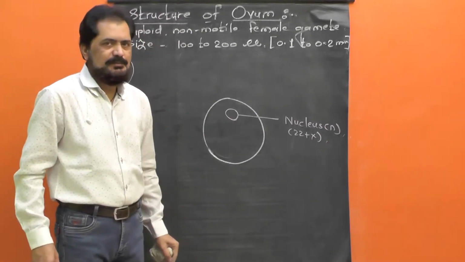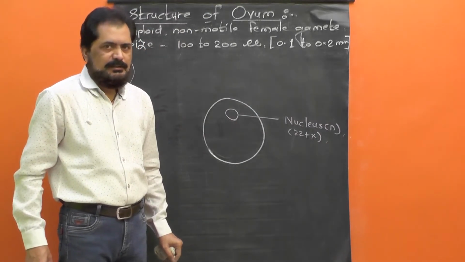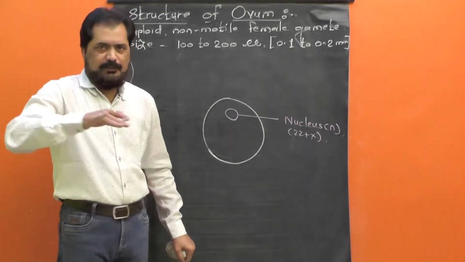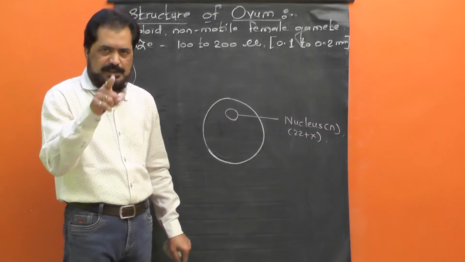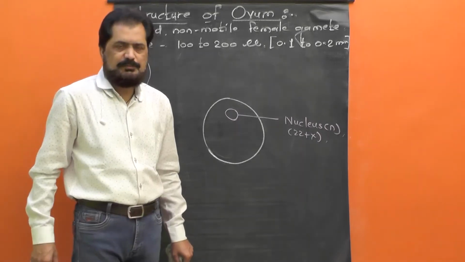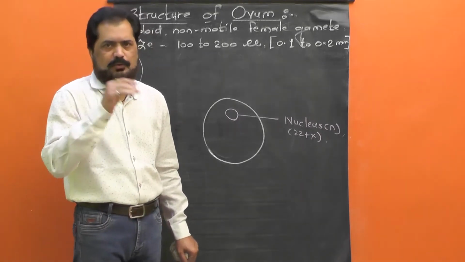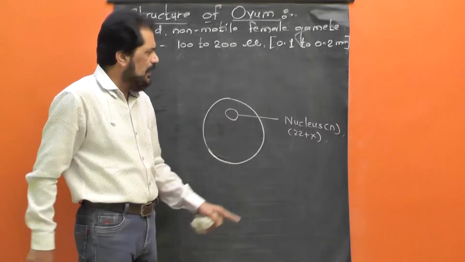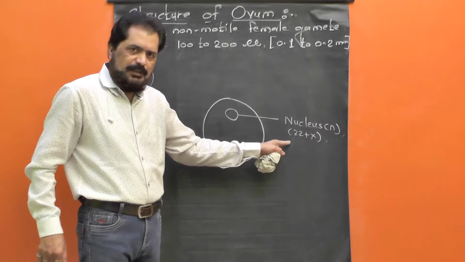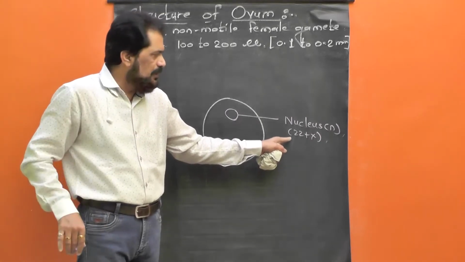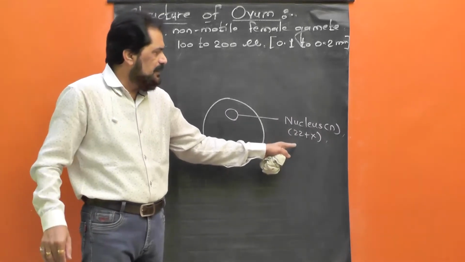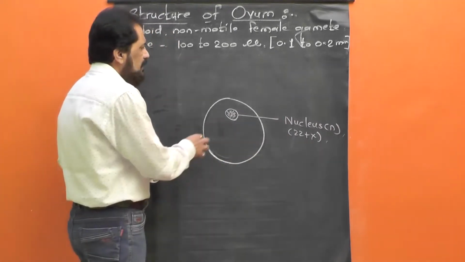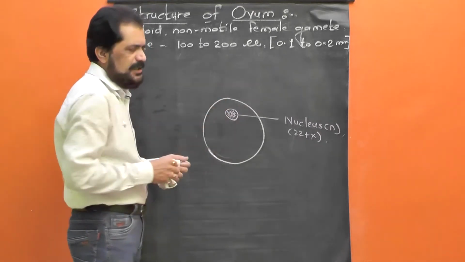While studying sperms, we have seen that the sperms produced in human being are of two types. Half of the sperms with 22 plus X chromosome, half of the sperms with 22 plus Y chromosomes. Here all ova produced are of same type and having same type of chromosome, that is 22 plus X. Okay. Now here the nucleus is surrounded by cytoplasm.